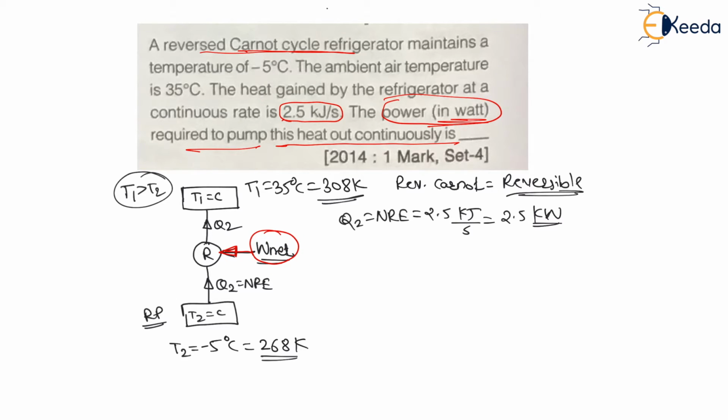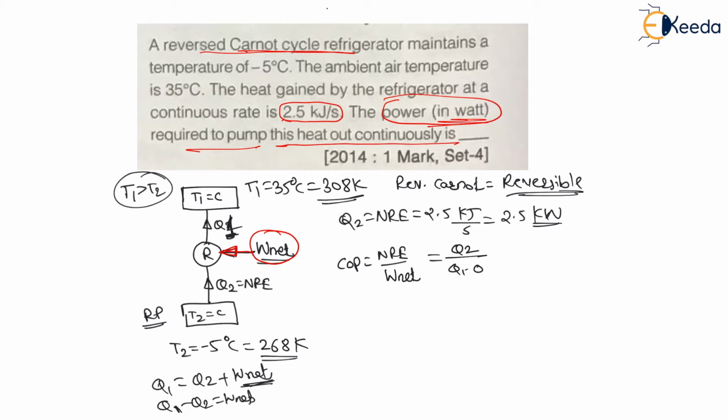This is the question. Now my dear students, we have COP, which is net refrigerating effect divided by W net. This is the formula. With the help of the first law, the energy entering the refrigerator must be equal to the energy leaving the refrigerator. Here, sorry, the energy leaving the refrigerator is Q1. Therefore from the first law, Q1 is equal to Q2 plus W net. Therefore W net can be written as Q1 minus Q2. Q1 minus Q2 is equal to W net. Therefore COP is Q2 divided by Q1 minus Q2.